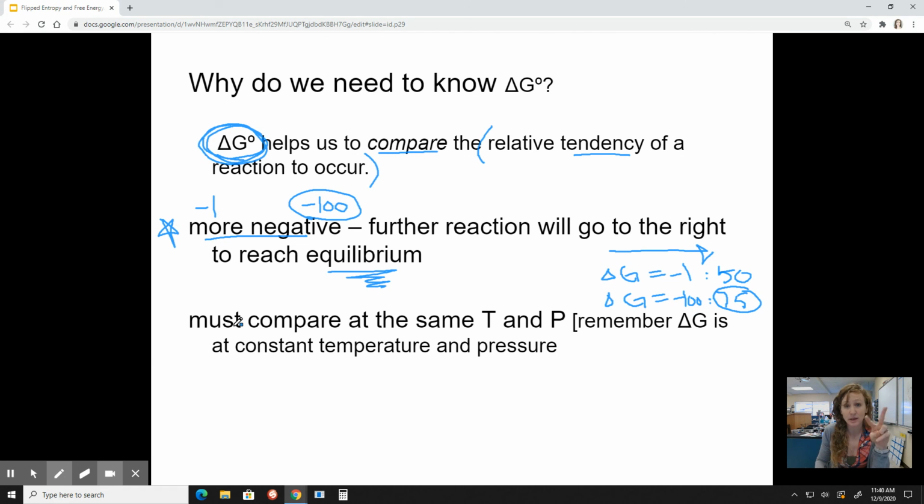If you're going to make this comparison, however, you have to be careful. It has to be the same temperature and pressure. Temperature and pressure can screw with where your equilibrium lies and where your free energy values are going to lie.